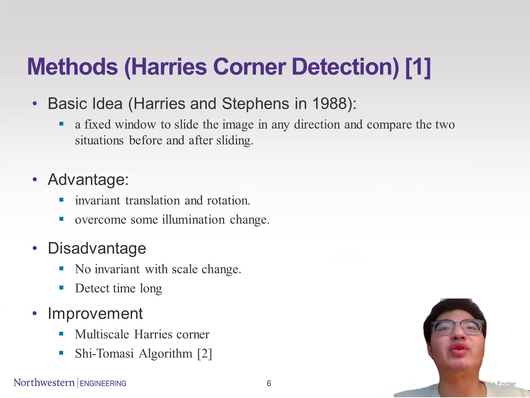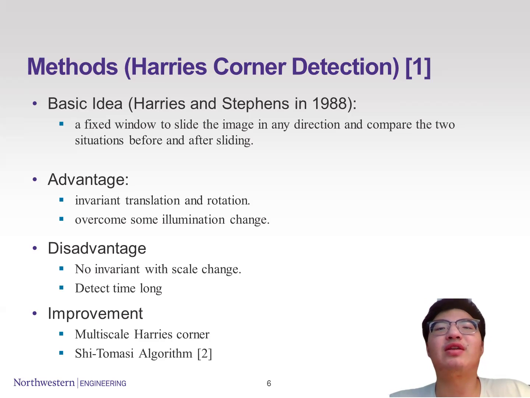The first method is Harris corner detection. The basic idea is to fix a window and take a pixel in the image, sliding the window in any direction. Compare the two cases before and after sliding. If the pixel gray level in the window has a large change when sliding in any direction, we can say the window contains a corner.